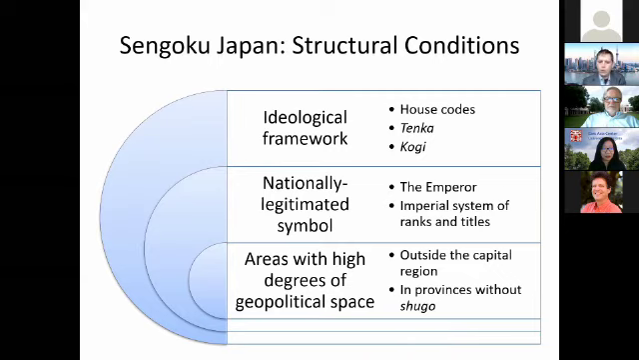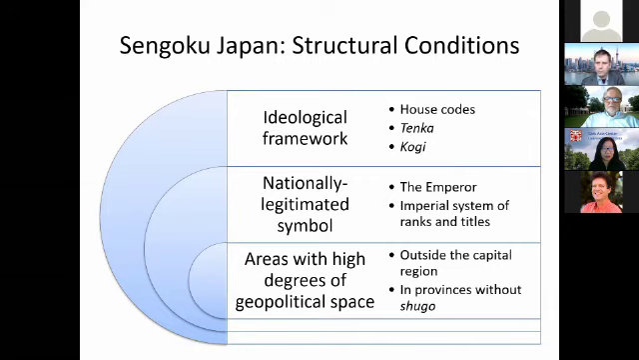And then finally, there were also areas with high degrees of geopolitical space. And in the case of Japan, it's a bit simpler to talk about this than with China, where in China you have to analyze the different border regions and the different provinces and get a sense of which were more marginal than others.